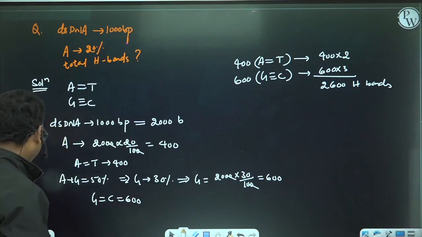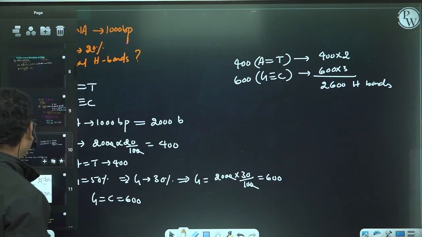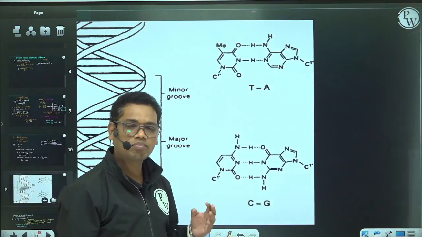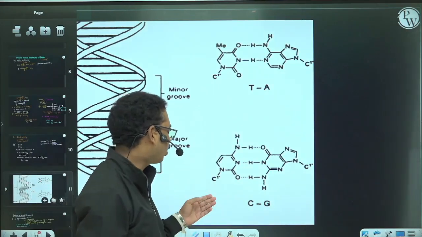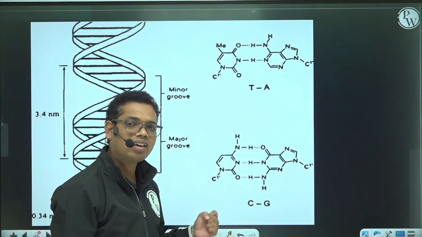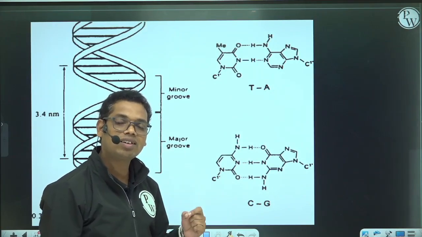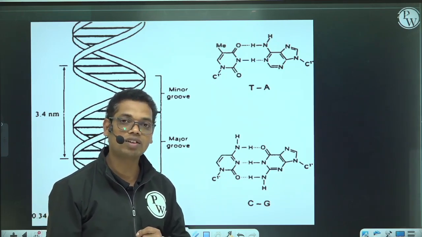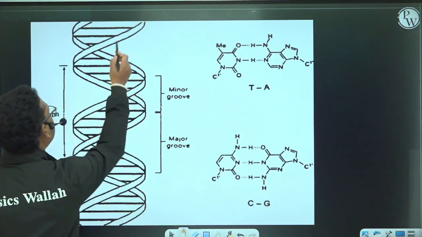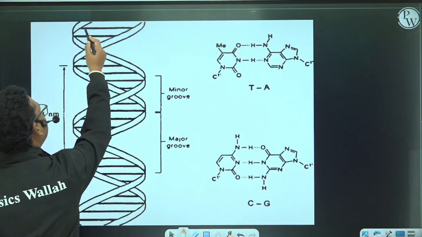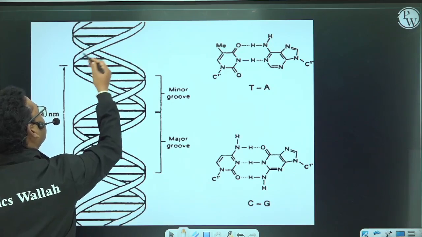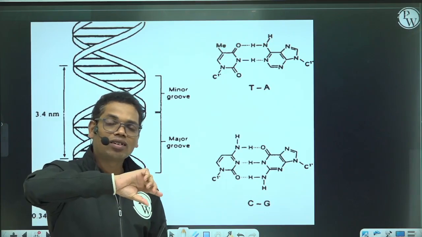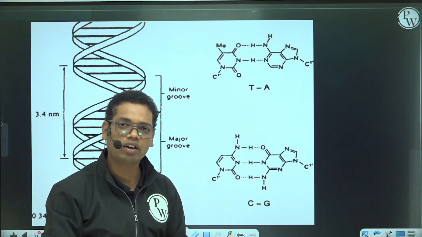Very easy. Now let us talk about the salient features of the double helical DNA, which was given by Watson and Crick. Watson and Crick said that a double-stranded DNA will consist of 2 chains of single-stranded DNA. Here this is one strand of the DNA, and this is another strand of DNA. And those 2 strands are coiled in a right-handed manner.